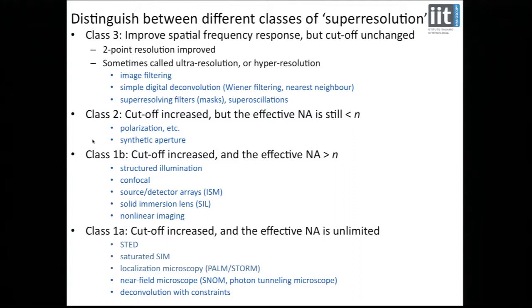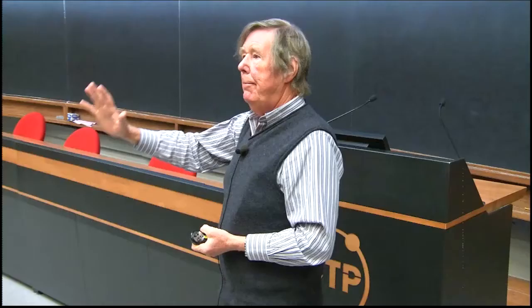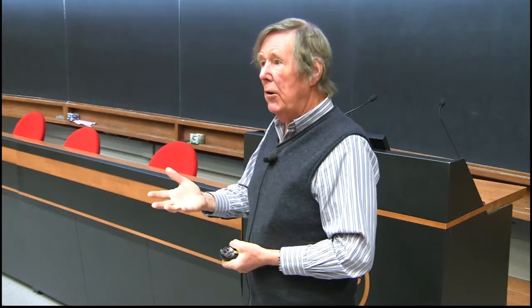The effective numerical aperture is unlimited. You can make it as big as you like. But what I wanted to point out here is that you can actually do pretty well using structured illumination or confocal. I like to think of confocal as being an example of structured illumination, right? Structured illumination is a very general term, which means you project some pattern onto the sample. In confocal, we're using the special case of projecting a single spot.